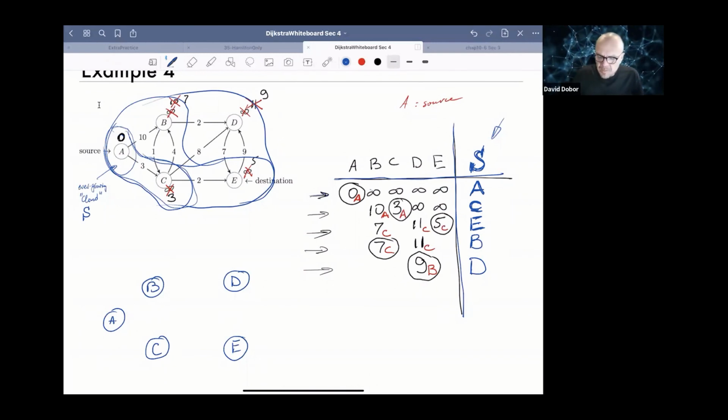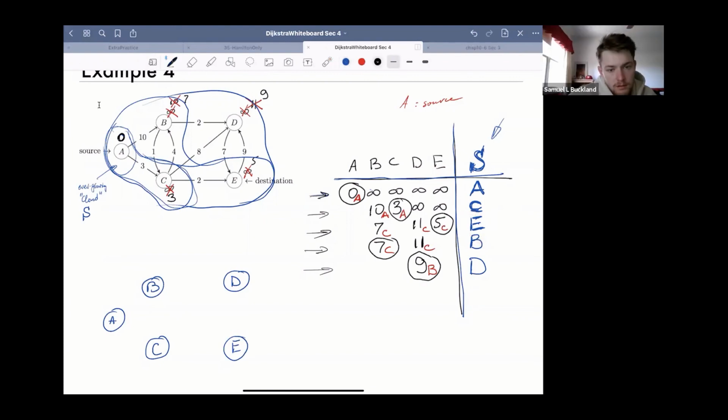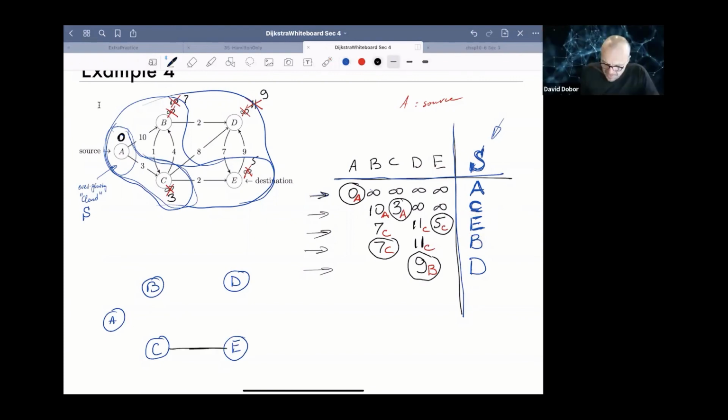I look at any entry, and by the way, the sequence in which the vertices were added to S is this, from top to bottom. But we don't have to look at them in any order. Let's look at E actually. What's the best way of getting to E? From C. Yes, so I'm making this hop from C. Apparently this is how I got to E, and the cost there was 5. So I annotate E with a 5.